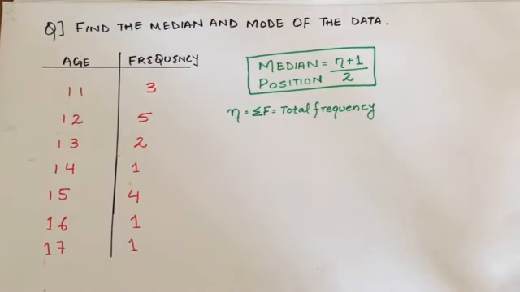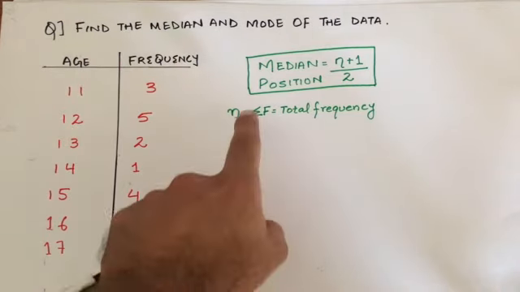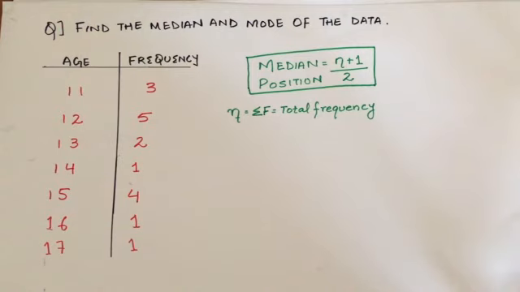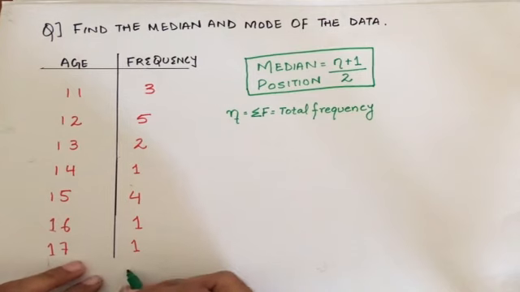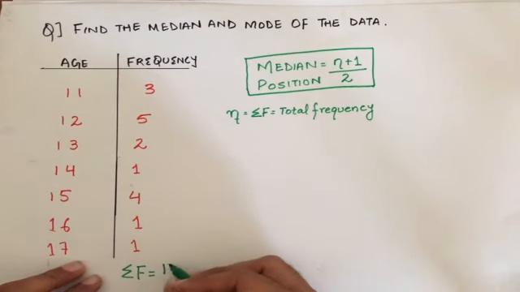Now just to give you guys some clarity, what is n? N is summation f, that is the total frequency. So you'll be needing the total of this. So let's just go ahead and add all the frequencies together. So the total frequency, that is summation f, is equivalent to 17.